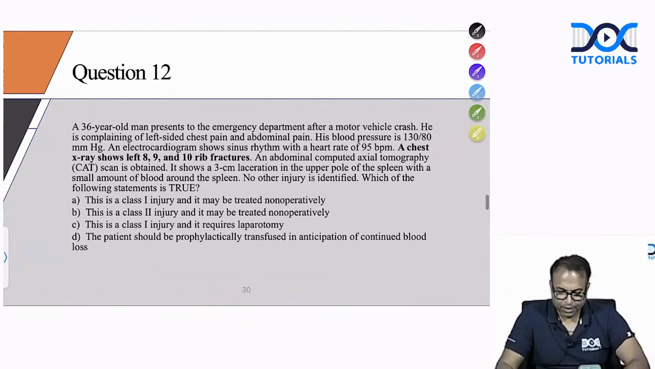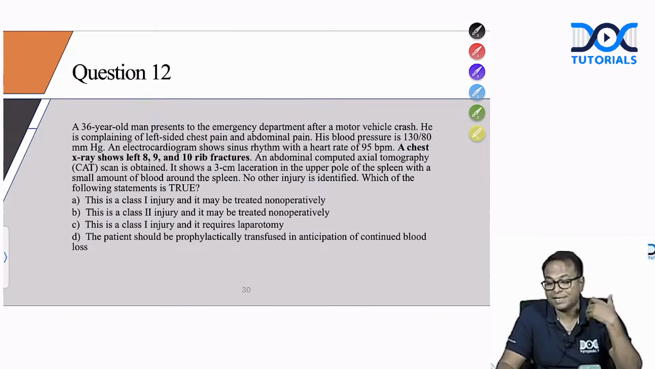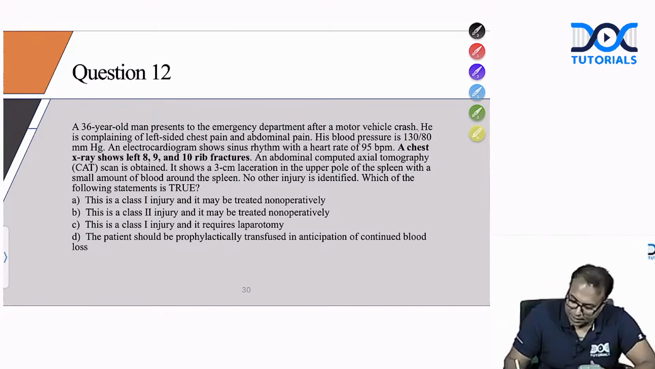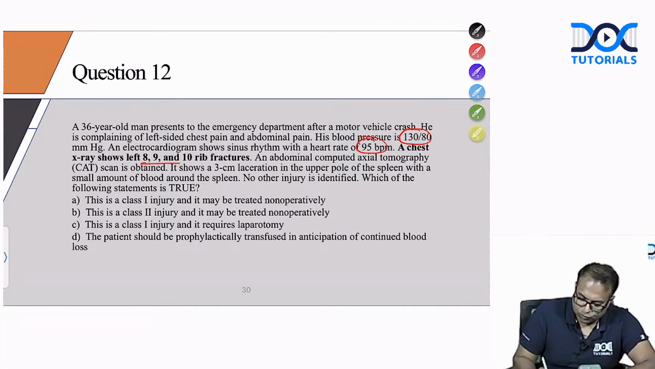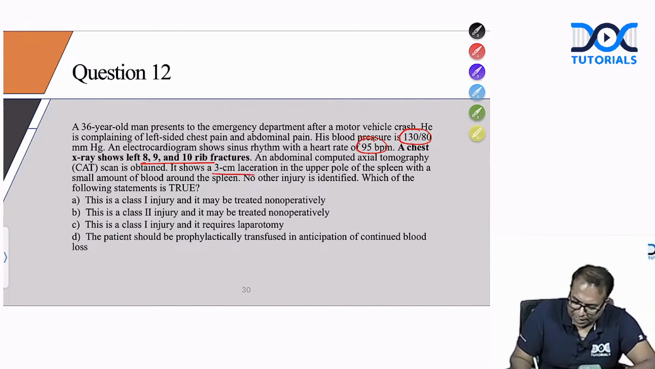Okay. So a 36-year-old man presents to the emergency department after a motor vehicle crash. He is complaining of left side chest pain and abdominal pain. See the BP. BP is 130/80. Heart rate is 95. Chest X-ray shows fracture of 9, 10, 11 ribs. And CT scan shows a 3 centimeter laceration in the upper pole of the spleen with a small amount of blood around the spleen. No other injury is identified.